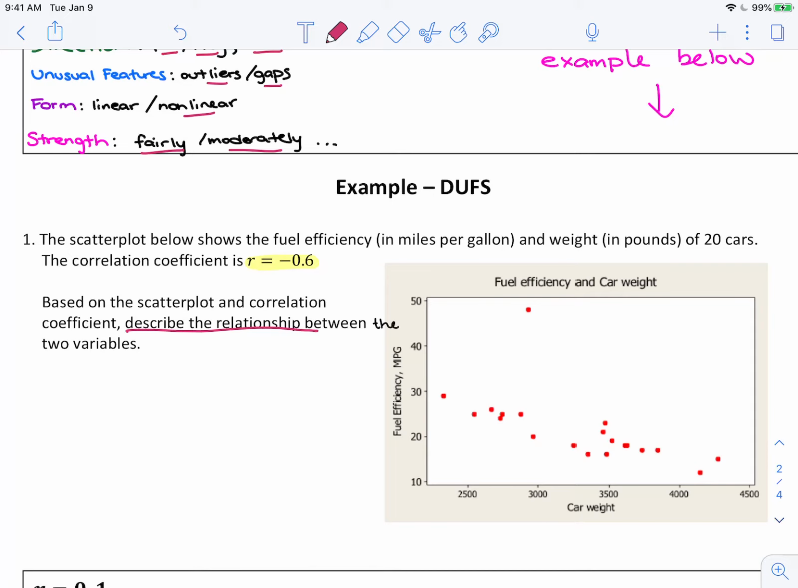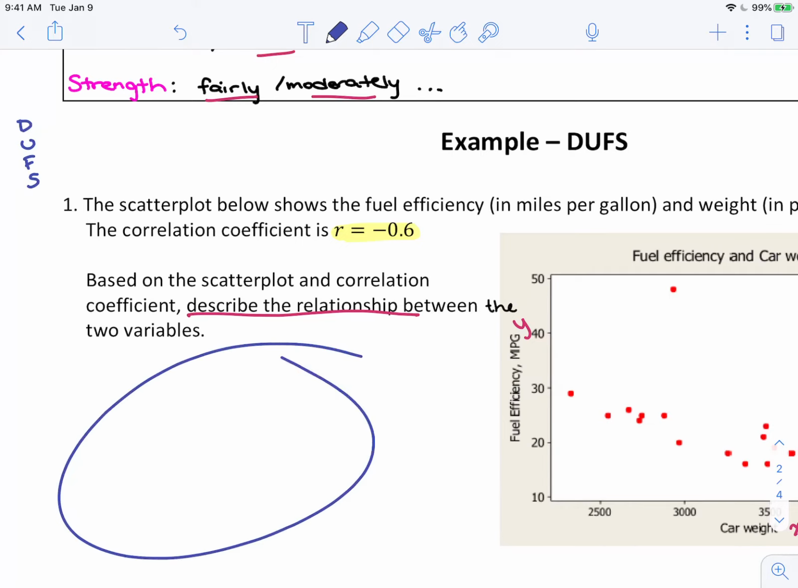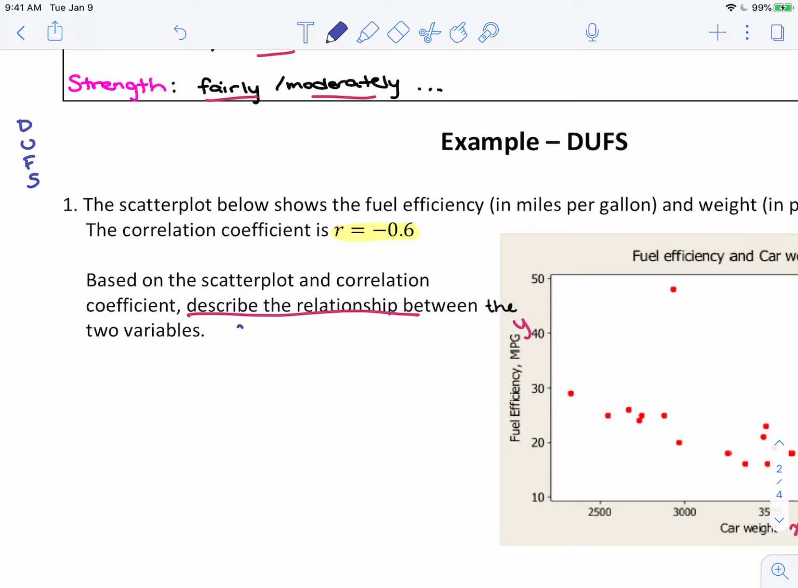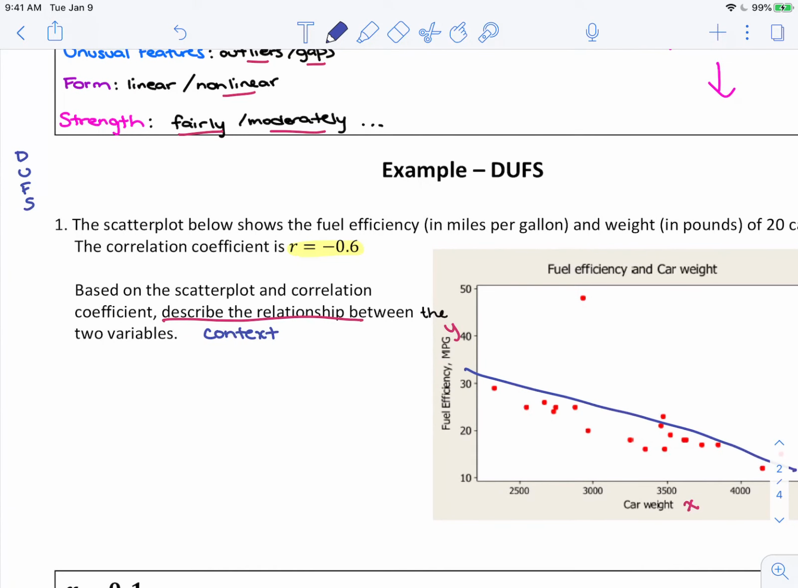So I'm just peeking down here. We have car weight on the x-axis and we have fuel efficiency on the y-axis. So if I have to describe this relationship, I know I'm going to have to use DUFS, and I like to just write it out for myself up here before I write the full sentence down here. We need DUFS, and remember what we always need, context. This was the same for SOX. To get that full credit, you have to mention the context. Okay, direction. Well, I can tell from the scatter plot, this is going down, it's negative. The correlation is also negative, so those clue me into negative.